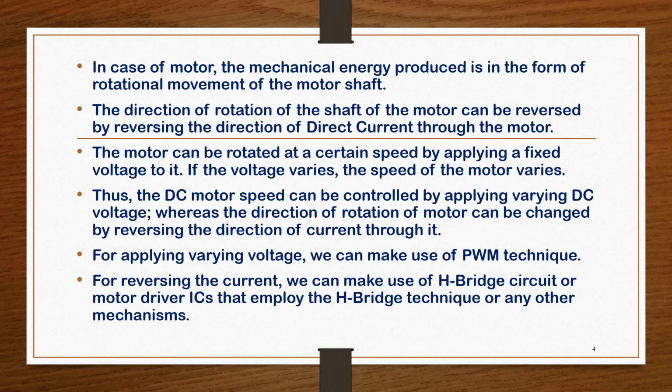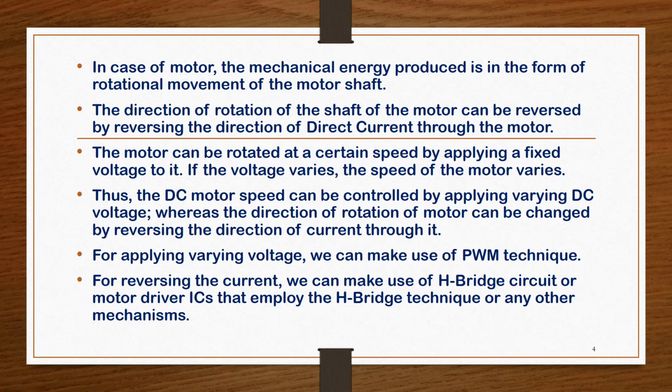In the case of a motor, the mechanical energy produced is in the form of rotational movement of the motor shaft. The direction of rotation of the shaft can be reversed by reversing the direction of direct current through the motor. The motor can be rotated at a certain speed by applying a fixed voltage to it. If the voltage varies, the speed of the motor is definitely going to vary. Thus, the DC motor speed can be controlled by applying varying DC voltage, whereas the direction of rotation of the motor can be changed by reversing the direction of current flowing through it.